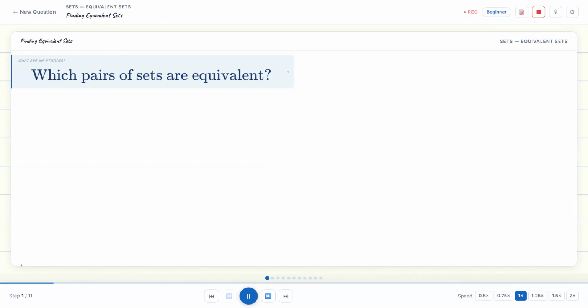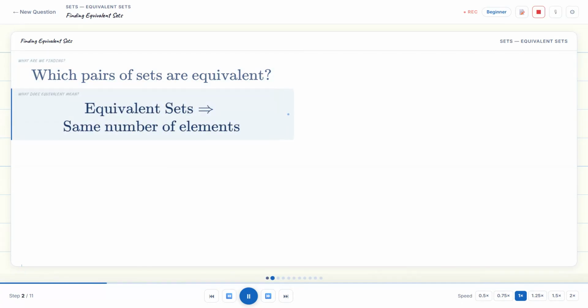Hello. Today we have some pairs of sets, and we need to find which pairs are equivalent. Let's learn what equivalent means first. Two sets are called equivalent when they have the same number of things inside them. The things inside can be totally different. We just count how many things are in each set.